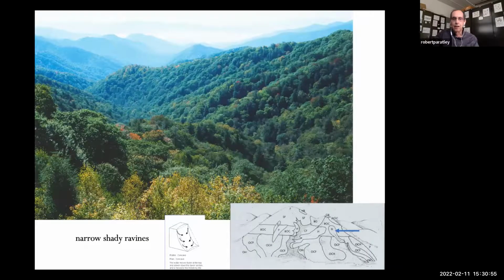Another type of forest, it's also a concave topography, but it's a lot narrower and a lot shadier. And this picture is supposed to illustrate, it's probably one in here or perhaps one in here. And this map shows one of them. It's almost like a divot in the landscape. And there's probably a powerful stream that cut these ravines.